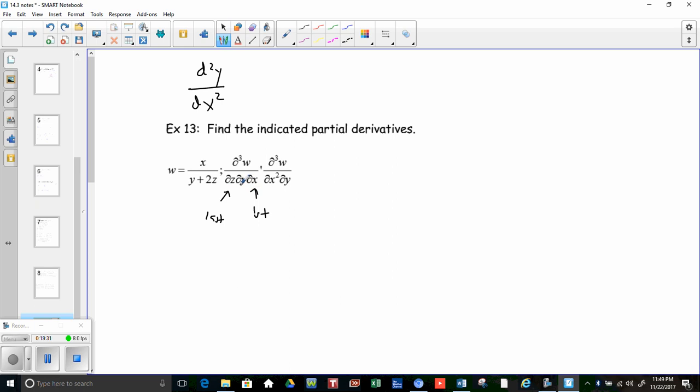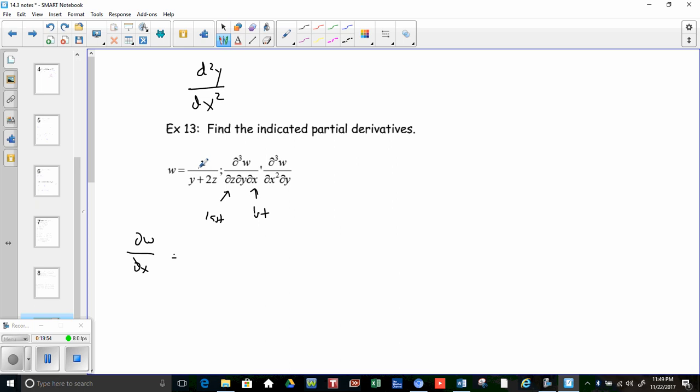So that's the first, then dy is the second, then dz is the third one in this case, or the last one. It works right to left on the bottom. I'm not really sure why that is. So let's go ahead and find this one, and then when we get to the second one, it'll help me explain this. So we want to find first the partial of w with respect to x.